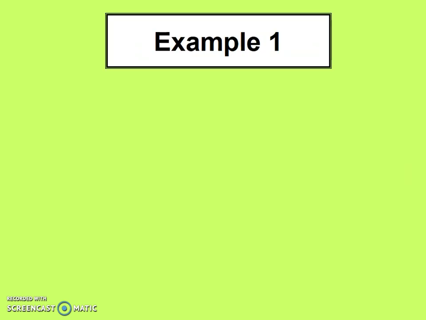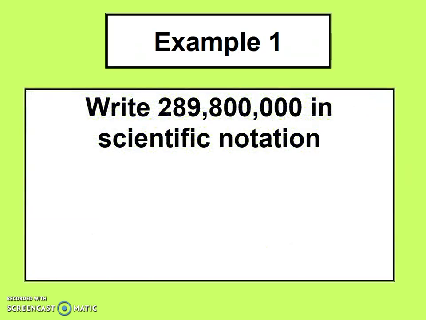So for example, if I took this number and wanted to write it in scientific notation, the first thing I'm going to do is think about where do I want the decimal to be. Well, to have one non-zero digit to the left, I'm going to need it here between the 2 and the 8. So I'm going to count.